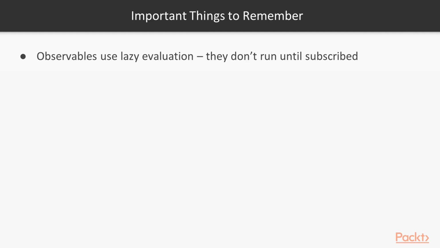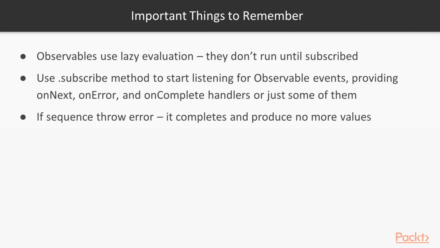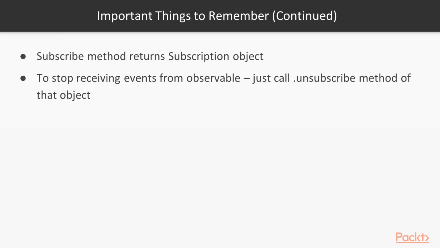To wrap up previous slide, observables use lazy evaluation. They don't run until they are subscribed. If sequence throws error, it completes and produces no more values. OnComplete handler is called when sequence completes or when it throws error. You use subscribe method to start listening for observable events, providing onNext, onError, and onComplete handlers, or just some of them. Subscribe method returns subscription object. To stop receiving events from observable, just call unsubscribe method of that object.